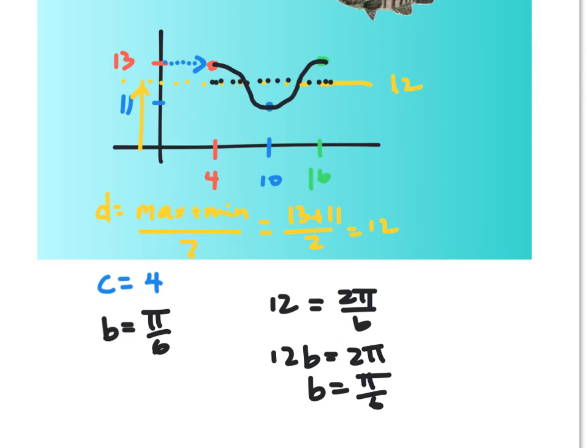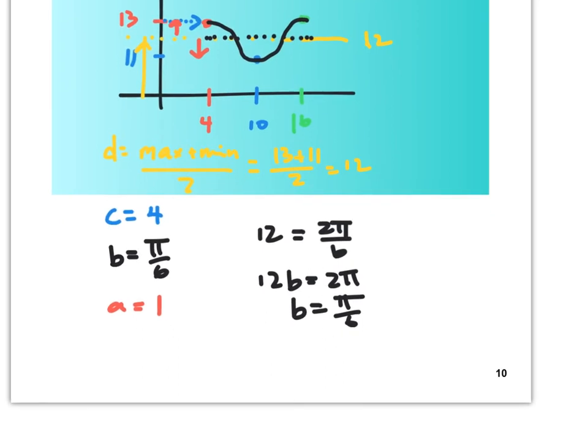And then a, let me go in a different color here. A will be our amplitude. Our amplitude is the distance from the baseline to either the max or to the min. So that distance is 1. Therefore, we can now write out our sinusoid.